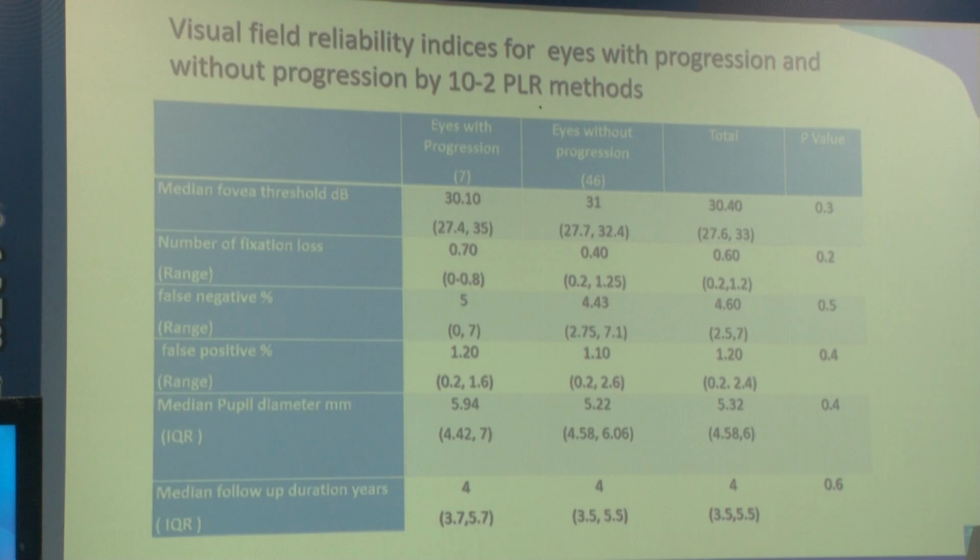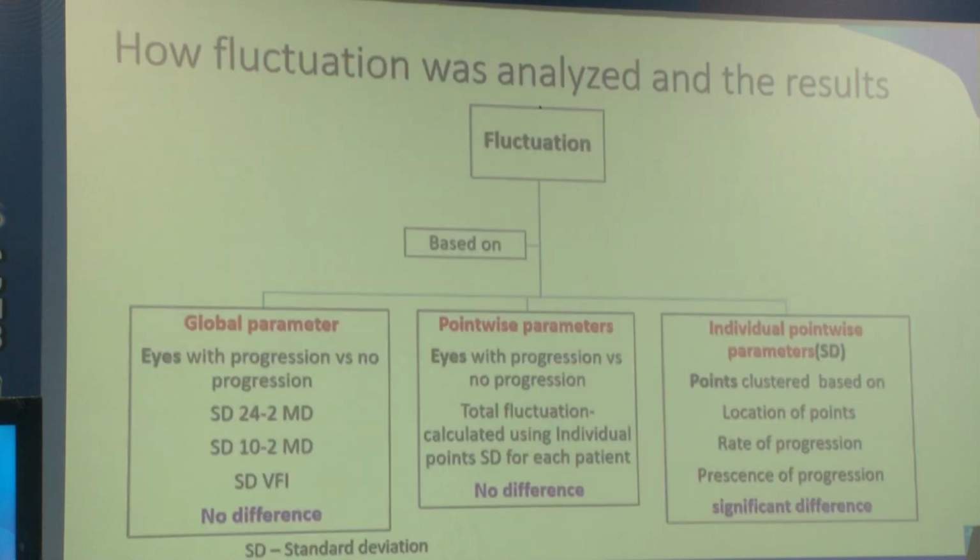When we compare the visual field reliability indices between both groups, they were comparable. So how did we analyze fluctuations? We analyzed fluctuation based on global parameter and point-wise parameter among the eyes with and without progression. And for the third group, we just clubbed the points based on their individual characteristics, such as location, rate, and presence of progression.